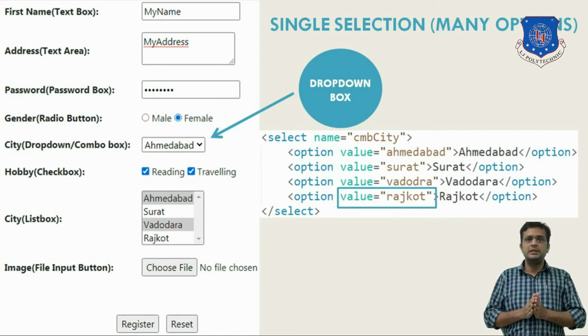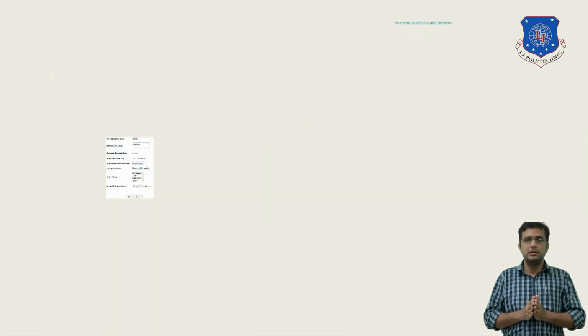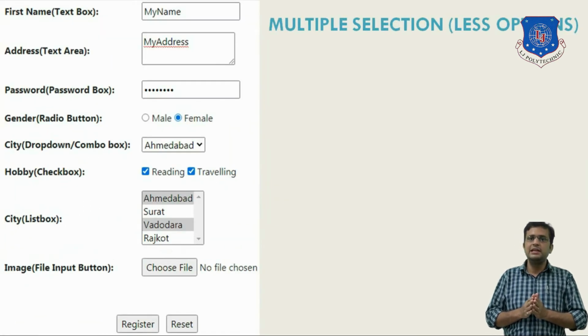Let's now see the form elements which provide the facility to the user to choose multiple options. The first form element in this category is a checkbox.